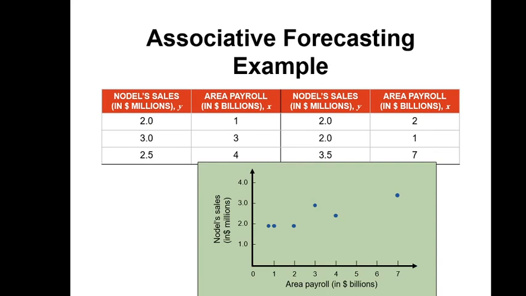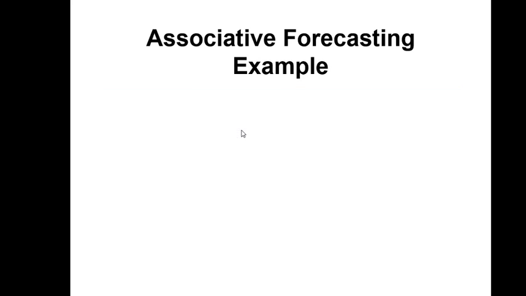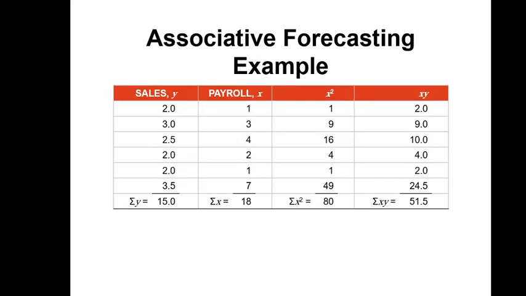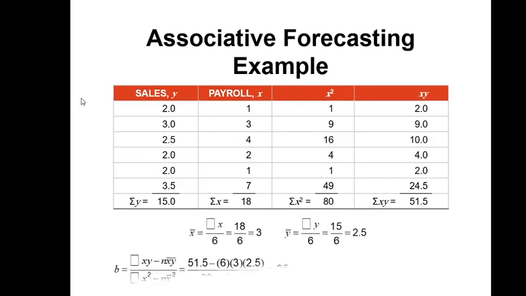We don't have to repeat ourselves, except to take note that here, area payroll is X, which is the second column. The first column is Y. How many periods are given as historical data here? 6 periods. Let's have a better look at it. For example, when X was previously 1 billion, our sales at that time as a company were 2 million. When it was 3 billion, it was 3 million, and so on.